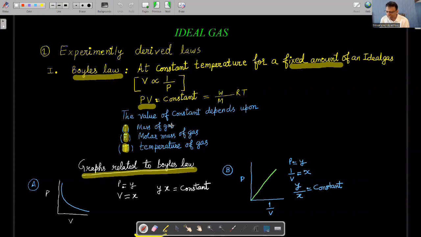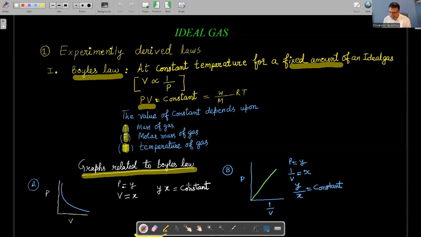One is the mass of the gas. It is directly proportional to the mass of the gas. It is inversely proportional to molar mass of the gas, and it is directly proportional to temperature. There are many graphs regarding Boyle's law. We are going to discuss a few which are important for our mains exam. So graphs related to Boyle's law.